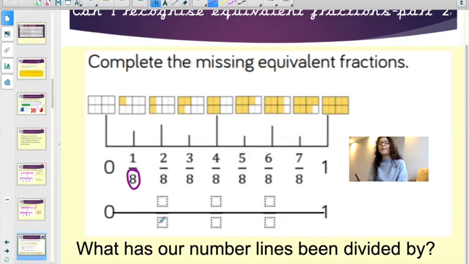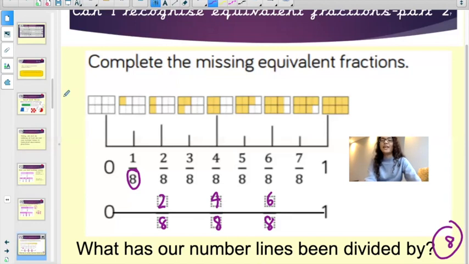What would this fraction be if you had to look at the fraction on top? 2/8. What about this fraction? What would this fraction be? Look at the fraction above, 4/8. And lastly, what would this fraction here be? 6/8. Fantastic. So what has our number lines been divided by? 8. You just have to look at the denominator, the bottom number of the fraction, to see how many parts our number line has been divided into or by.